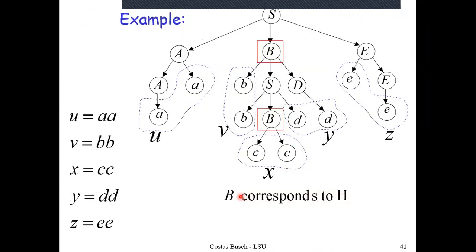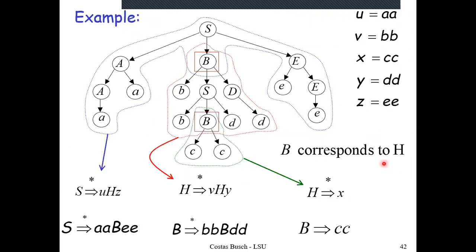But if I try to compare it with my original CFG on the very first slide, I would say that my original string A square, B square, C square, D square, E square, when it is decomposed into five substrings, then A square is the substring U, B square is the substring V, C square is the substring X, D square is the substring Y, and E square is the substring Z. And when it comes to the comparison of the sentential forms, I would have S replacing A square, B, E square, referring to S replacing U H Z, B producing B square, B D square, corresponding to H producing V H Y, and B producing C square corresponds to H producing X. So that is the analogy between the general form of the pumping lemma and the original grammar that I have discussed earlier.